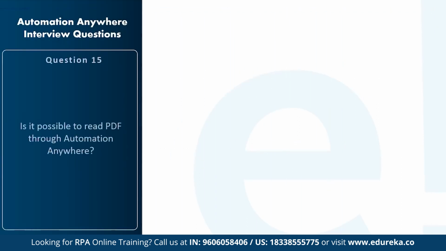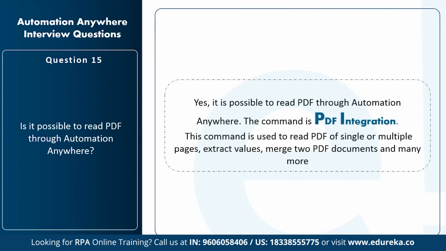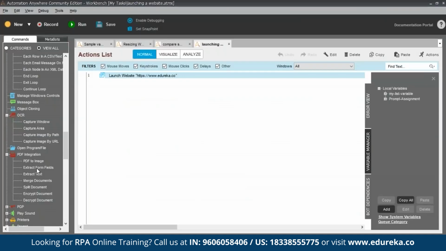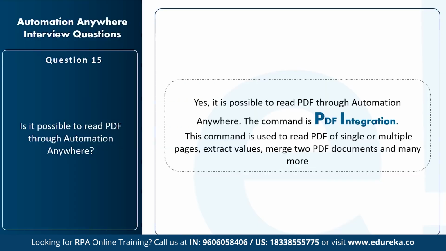Now moving forward with our next question, that is, is it possible to read PDFs through Automation Anywhere? Well, this is quite an obvious answer, that it is definitely possible to read the PDFs through Automation Anywhere. The command used is basically the PDF integration command. So this command is used to read PDF of single or multiple pages, extract values, merge two documents, and many more. If you go to the PDF integration command, then you have various commands under it, such as PDF to image, extract form fields, extract text, merge documents, split document, encrypt document, and decrypt the document. So guys, that was about this question.